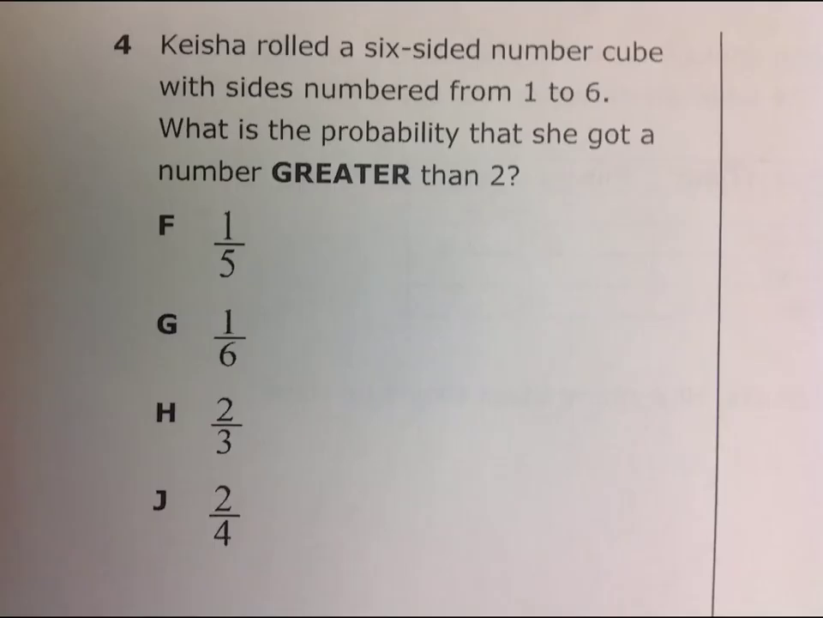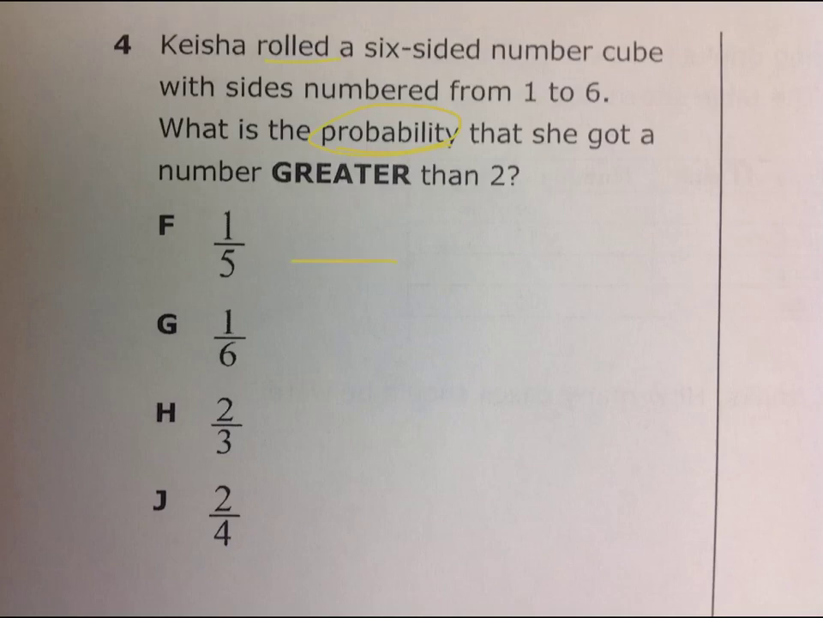Okay, number 4. Keisha rolled a 6-sided number cube with sides numbered from 1 to 6. What is the probability that she got a number greater than 2? All right, well, obviously she's rolling just a regular dice, numbered 1 through 6. And we're wanting to find out, she has already rolled it, but we're wanting to find out what was her chance, her probability to get a number greater than 2. Again, we can write that word ratio, but this isn't necessarily a prediction because she's already rolled it. We're just trying to figure out her chances.